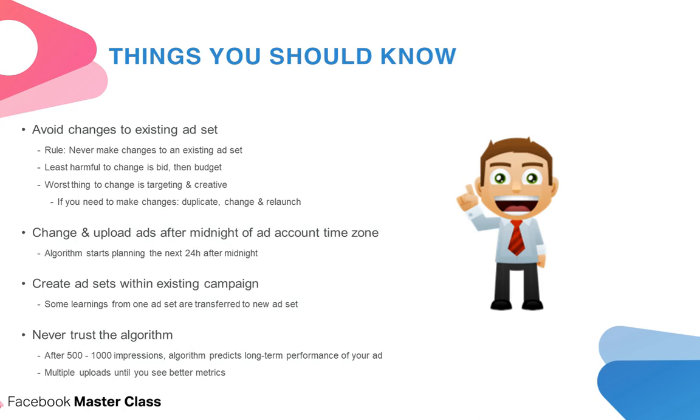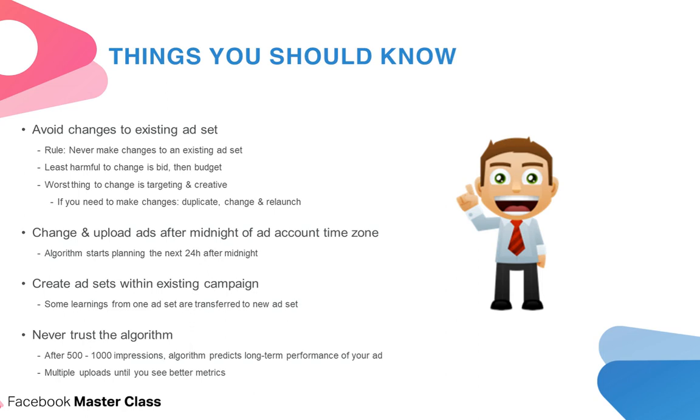Number 9, create ad sets within existing campaigns instead of creating brand new campaigns. Campaigns are a closed unit, and therefore some learnings are getting transferred from one ad set to another ad set. However, Facebook still treats each ad set separately. So not all learnings get transferred, but just a certain percentage of learnings, a really small portion.